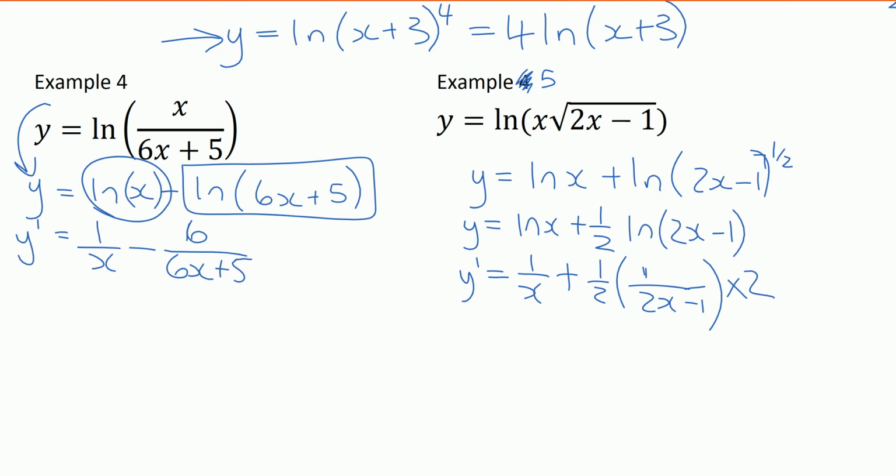Harrison, you're not even paying attention. And then that gives me my half times my 2, which gives me my 1 over x plus 1 over 2x minus 1. That's 2x cubed. Okay. Can you see that?